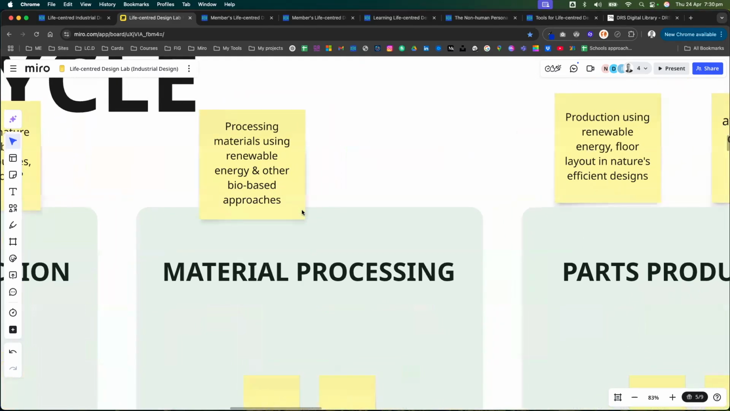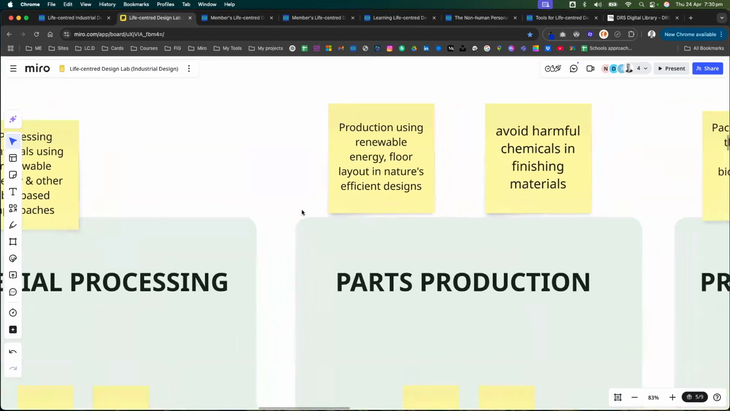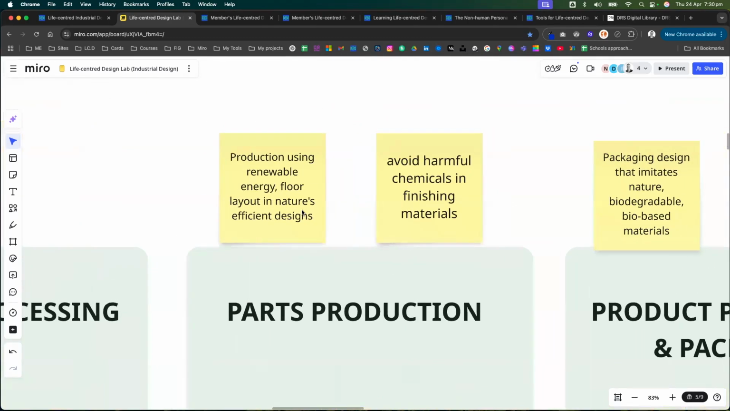And then materials processing, certainly renewable energy is the first obvious choice, but there should be other bio-based approaches that we can learn from nature about how animals and insects and the different aspects of nature process materials. The same for producing materials. Again, we know renewable energy, but there should be lots of other examples of how things are produced in nature, the organization system that bees use and ants use, and efficient layouts for floor designs in your factory.